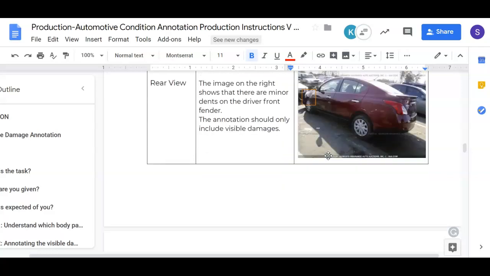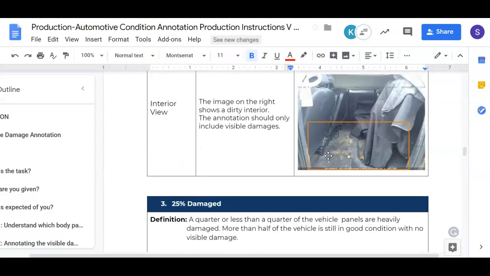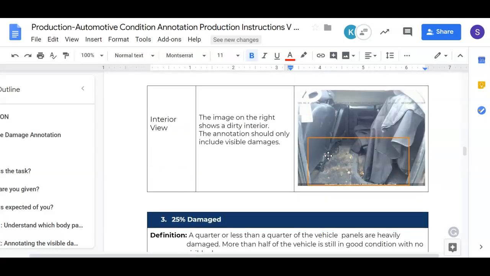So this is also another example. Here there is a dirty interior. Dirty interior should be labeled as the slight dents and dings category. Only annotate where the dirt is seen.